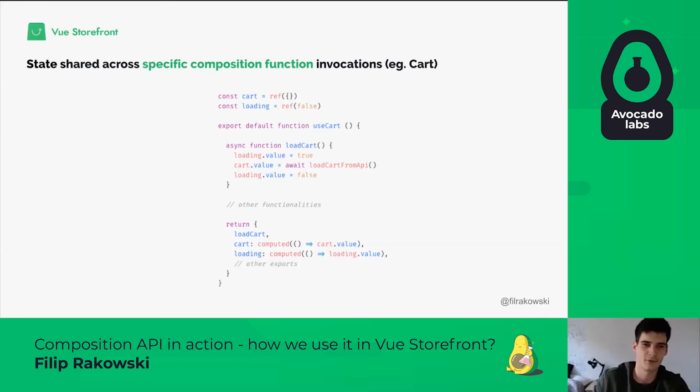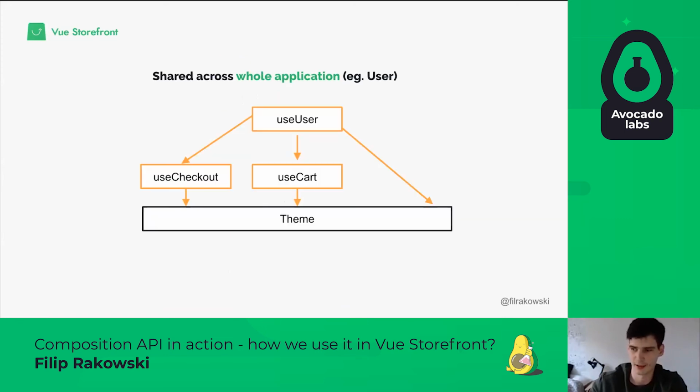And well, when we are talking about state that is shared across specific composition function invocations, it's pretty simple because the only thing that we need to do is basically lift the state up. So move it out of the function. And by doing this, we're making sure that the state is created only once, so not on every invocation of use cart. And every invocation of use cart will be just using this state. As simple as that.